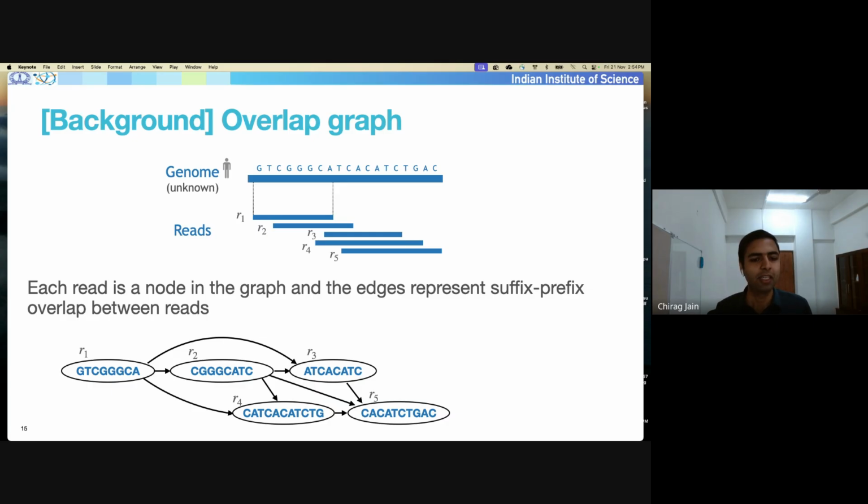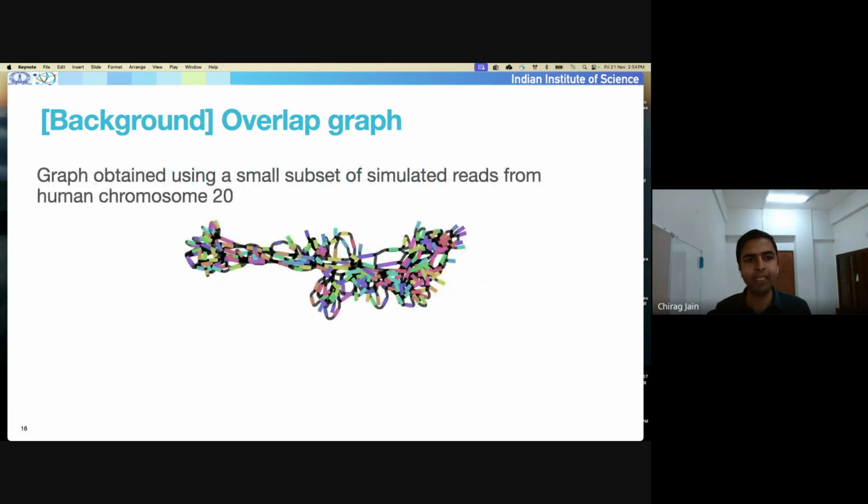Okay. So let me talk about this overlap graph. In this case, what I'm showing you is a visualization of the overlap graph constructed using a small number of reads from human chromosome 20. In this visualization, each colored rectangle is a read, and the black lines indicate the overlaps between those reads. What you can see here is that the graph is too tangled. It is very hard to say what the actual genome sequence is.